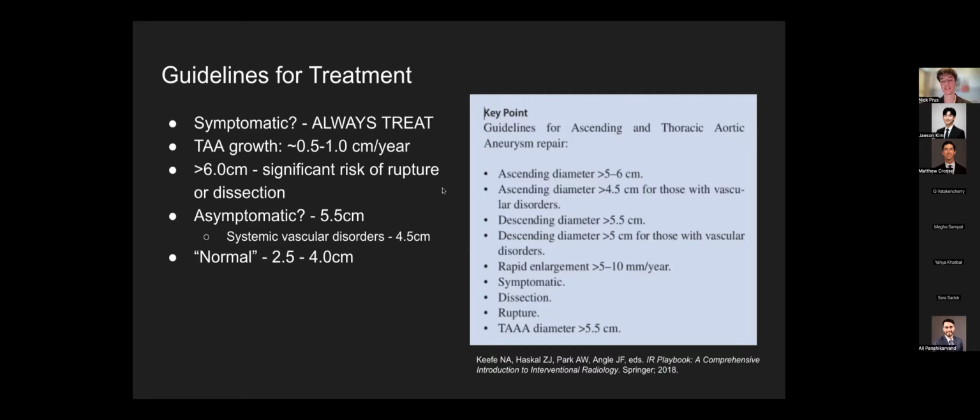If a patient is asymptomatic, then you usually want to treat them at around 5.5 centimeters. Systemic vascular disorders, so I previously mentioned GCA, Takayasu, those patients are also more prone to rupture and dissection, so they should be treated at around 4.5 centimeters. And then a typical normal thoracic aorta is around 2.5 to 4 centimeters. But that, of course, is different based on the sex and also on the patient themselves.